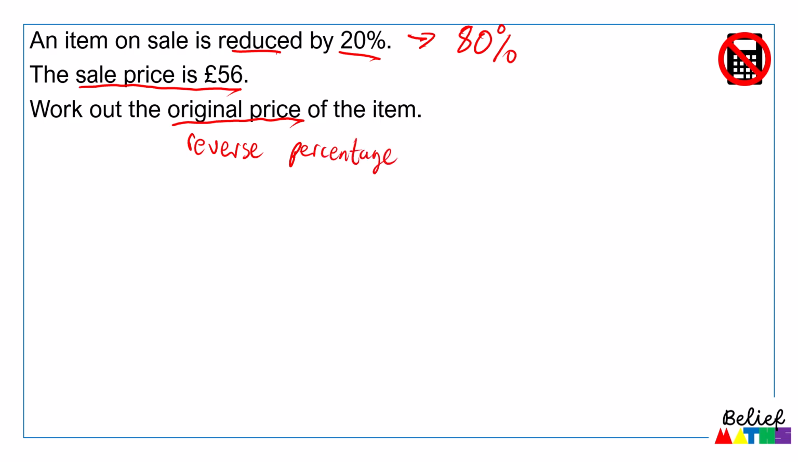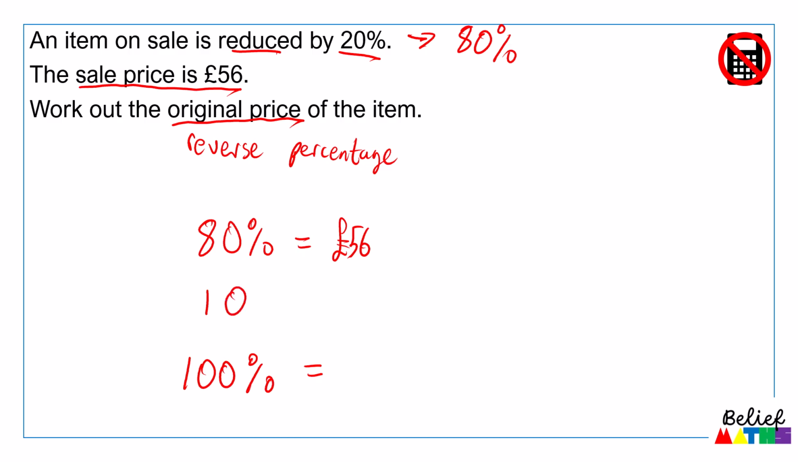So for reverse percentages, we're going to say, well, that 80% that we know we finished with, that's equal to £56. Now the goal here is to get to 100%. Now we can't get straight from 80 to 100, similar to what we did with the fractions earlier. So let's go to an interim value. Let's go to 10%. 10% is usually a good one to go with. So to get from 80 to 10, we divide by 8. Okay, 8 sevens are 56, so therefore that's £7 when we divide by 8.